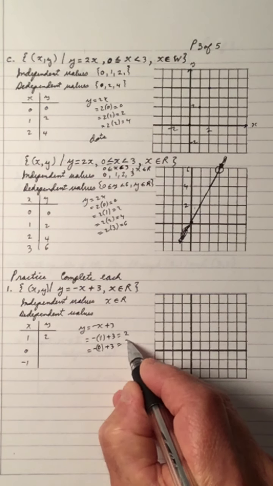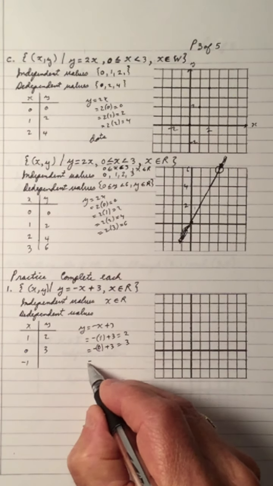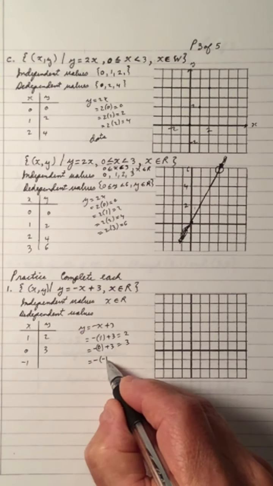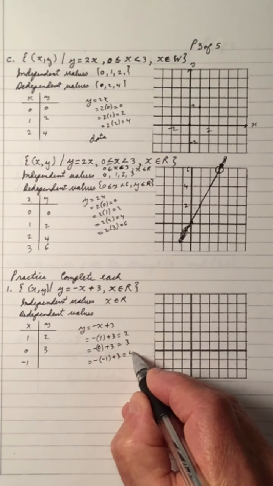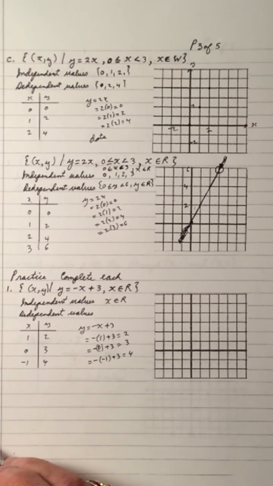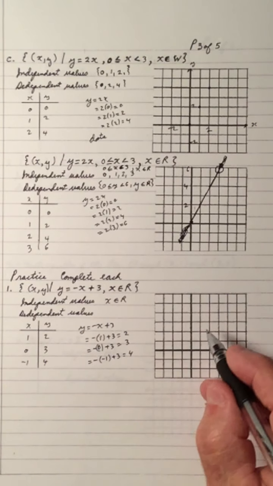Plus 3, 0 plus 3 is 3. And now I'm going to put a negative 1 in. And a negative 1, subtract 1. The negative of a negative 1 is 1. 1 plus 3 is 4. And now let's graph those.